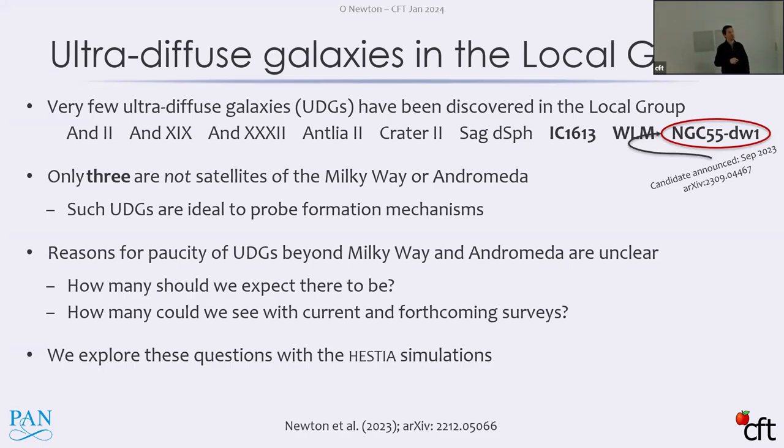And an obvious question to ask is, well, what have we found so far? And the answer is, well, not very many. And in fact, most of these are satellites of the Milky Way and others. There might be extra processes at play that can cause you to either lose dark matter or to strip your low mass galaxy if they're being interfered with essentially by the Milky Way and Andromeda. So we're interested in the ones that aren't in the sphere of influence of these two, because they will give us a very pure sample to start probing the different formation mechanisms of these kinds of galaxies.